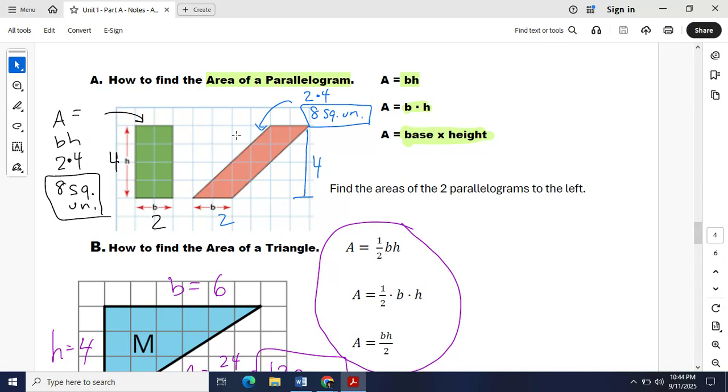And the one on the right, this one's a little harder, but it's not too hard. The base is on the bottom, which is 2. The height has to be perpendicular to the base, which is 4. 2 times 4 is 8. So actually, the 2 figures have the same area. Now, they may not look like they have the same area, but they do.